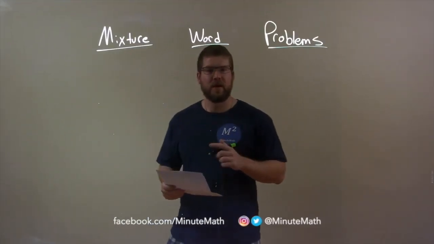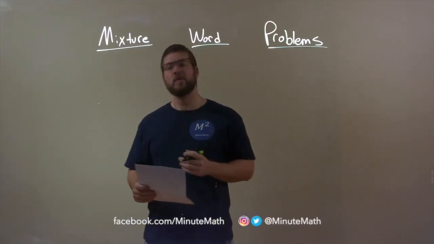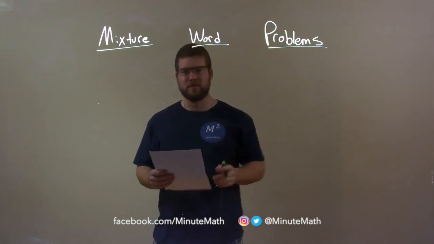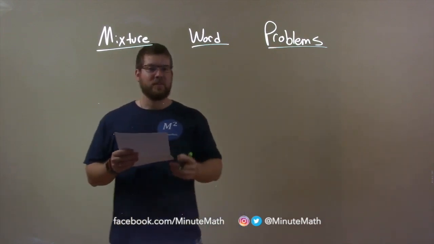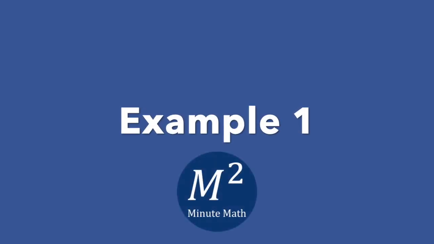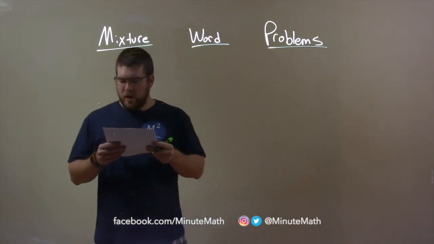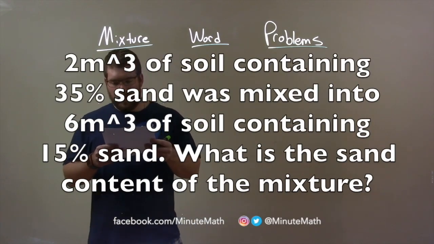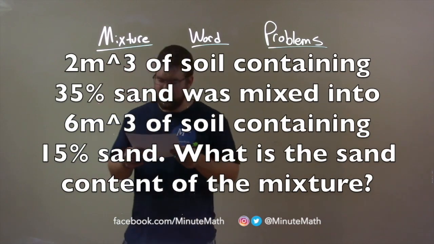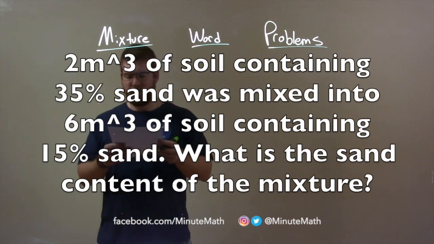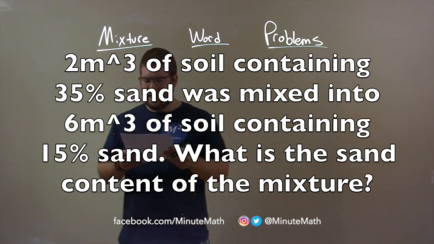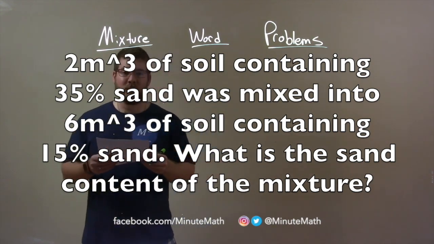Hi, I'm Sean Gannon, and this is Minute Math, and today we're learning about mixture word problems. So, if I was given this word problem, 2 meters cubed of soil containing 35% sand was mixed into 6 meters cubed of soil containing 15% sand. What is the sand content of the mixture?